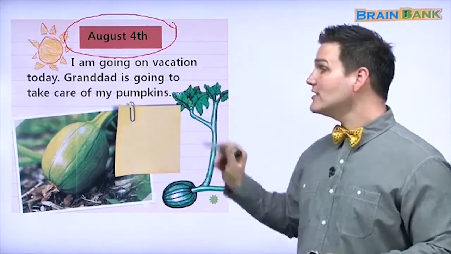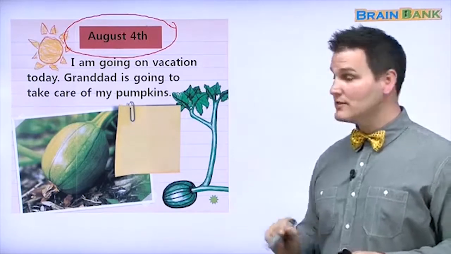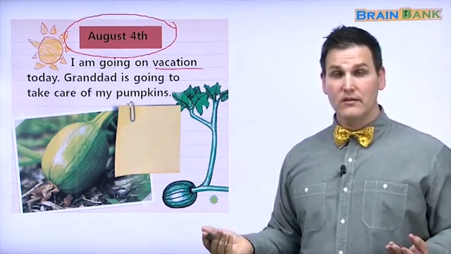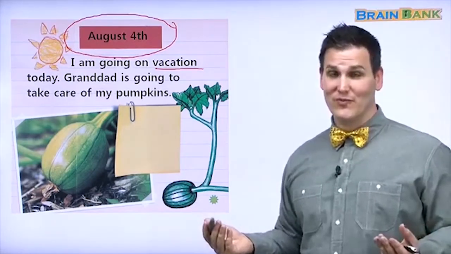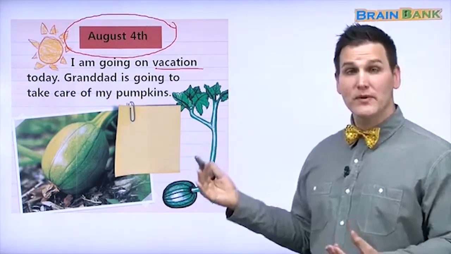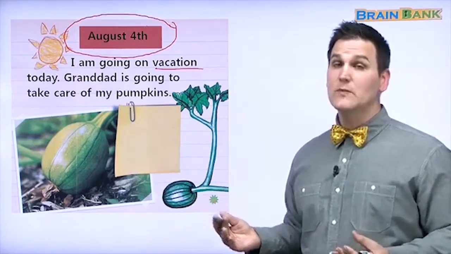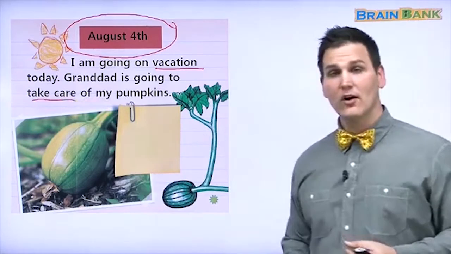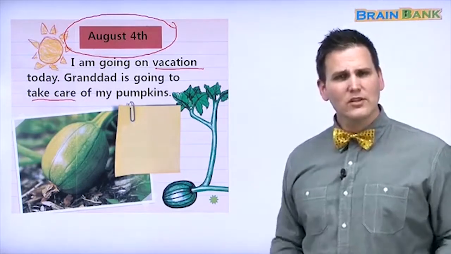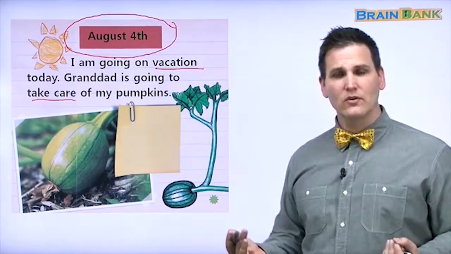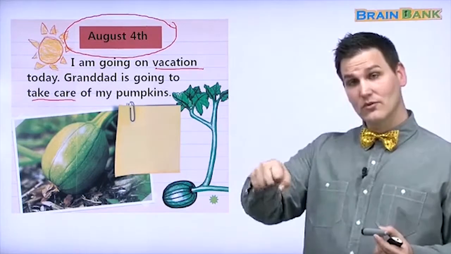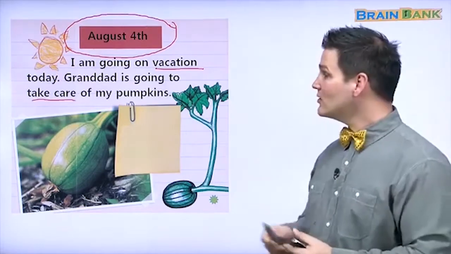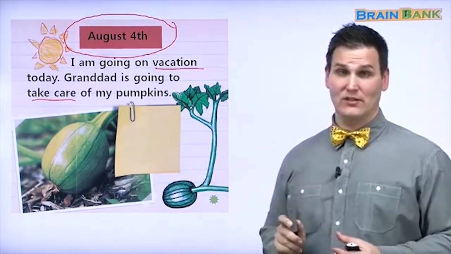Granddad is going to take care of my pumpkins. The little girl is leaving. Where is she going? We don't know. She is going on a trip someplace, which means she cannot take care of her pumpkins. What does she need to do? She needs to water her pumpkins. So she asked Granddad to do it.